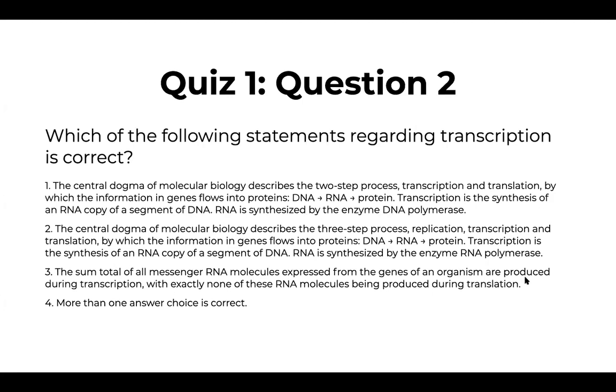Number 2, the central dogma of molecular biology describes the three-step process, replication, transcription, and translation, by which the information in genes flows into proteins, DNA, RNA, protein. Transcription is the synthesis of an RNA copy of a segment of DNA. RNA is synthesized by the enzyme RNA polymerase. 3, the sum total of all messenger RNA molecules expressed from the gene of an organism are produced during transcription, with exactly none of these RNA molecules being produced during translation. And 4, more than one answer choice is correct.